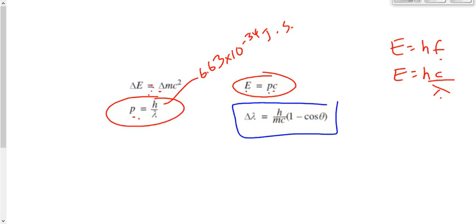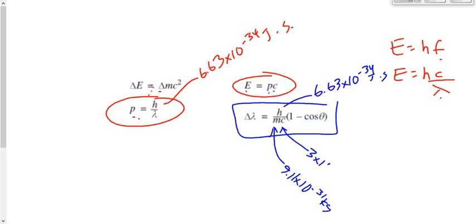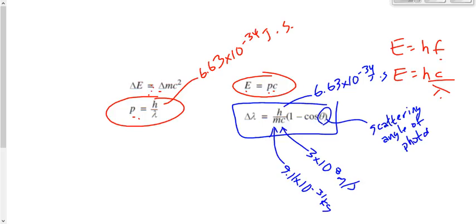h is Planck's constant. We always want to be in joules here, 6.63 times 10 to the minus 34 joule seconds. We're talking about an electron being scattered here. So the mass is going to be the mass of the electron, 9.11 times 10 to the minus 31. c is the speed of light. And theta is going to be the scattering angle of the photon, the angle at which the X-ray scatters. And of course, that's going to be in degrees. We never use radians, right? Always degrees.